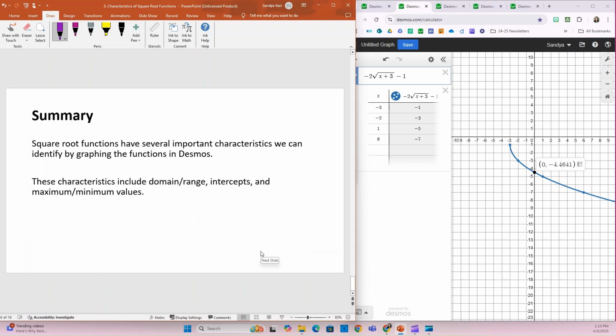So remember, square root functions have several important characteristics we can identify by graphing the functions in Desmos. These characteristics include the domain and range, intercepts, and maximum and minimum values.